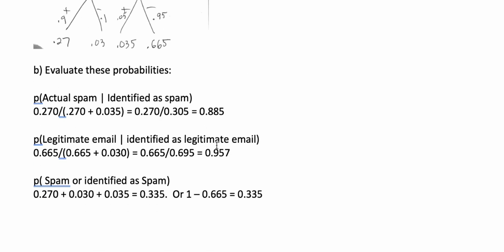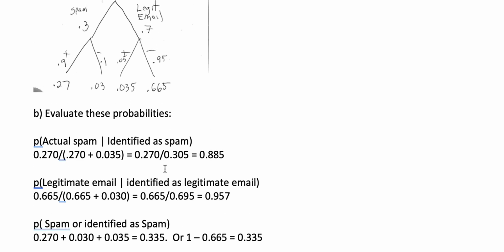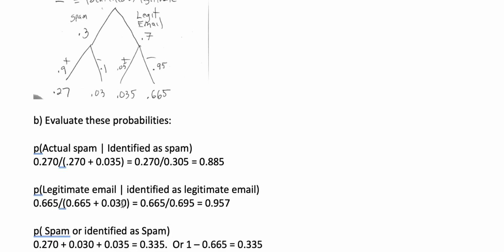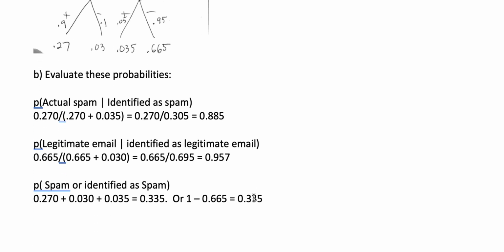And then for the next one, it's what's the probability that if it's identified as legitimate email, it actually is legitimate email. And so we take all the negative results where it's identified therefore as legitimate email, and we add those together, so we get 0.665 plus 0.03, and that gives us our denominator of 0.695. The numerator then is just the legitimate email of 0.665. So it turns out that if it's identified as legitimate email, there's a 0.957 probability that it is legitimate email.